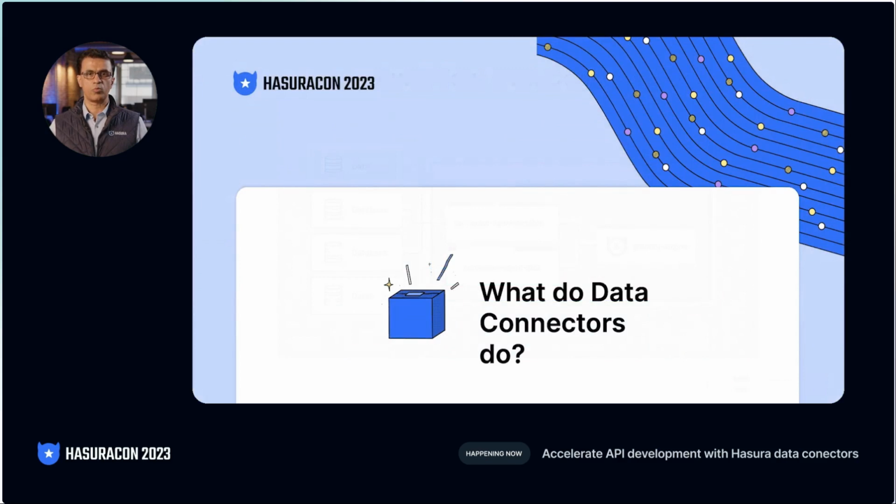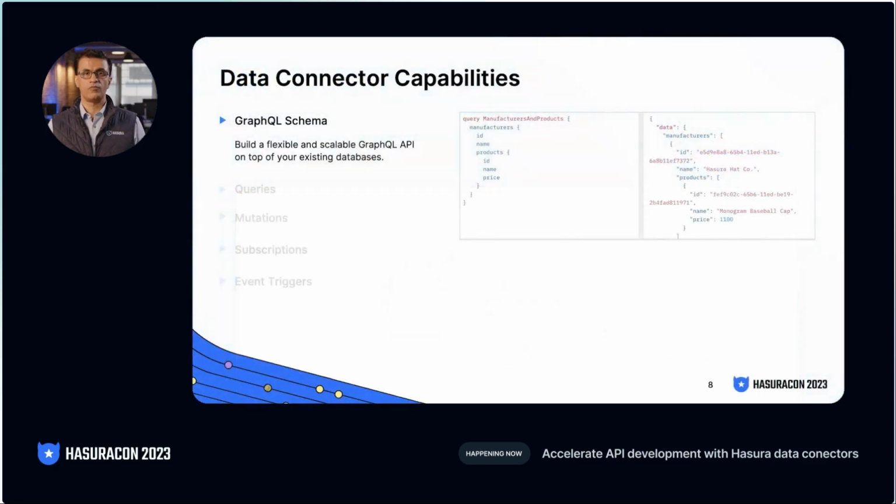Now we've talked about what data connectors are, let's talk about what they do. Firstly, with these connectors, Hasura is able to automatically generate a GraphQL schema based on the tables and views in your database. You no longer need to write a schema, endpoints, or resolvers by hand. So you can do anything you usually would with your database by using GraphQL constructs.